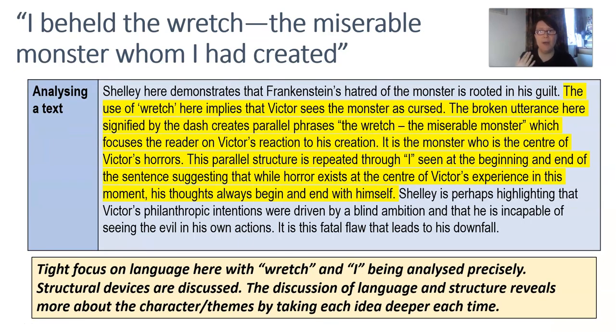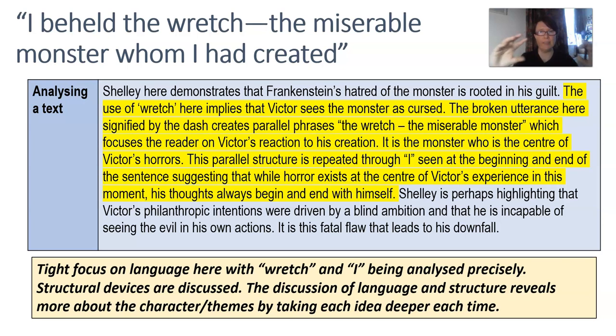And so when we talk about analysis, what we mean is a tight focus on the language. So you can see here, I've taken the two same ideas. Shelley here demonstrates that Victor Frankenstein's hatred of the monster is rooted in his guilt. Exactly the same idea. Focus on what the writer is doing. This is something that Shelley is creating. She does it for a reason. And then at the end, Shelley is perhaps highlighting that Victor's philanthropic intentions were driven by his blind ambition and that he is incapable of seeing the evil of his own actions. It is this fatal flaw that leads to his downfall.